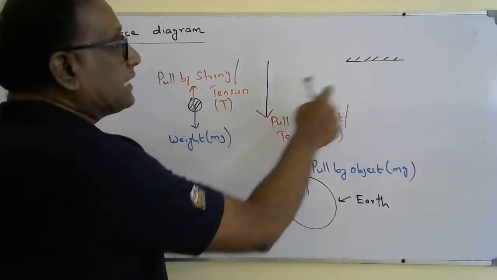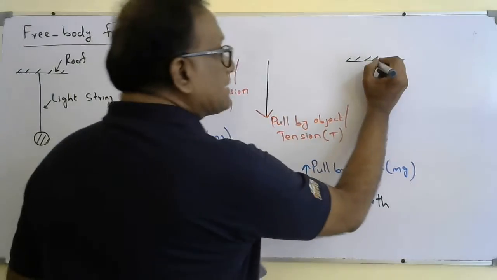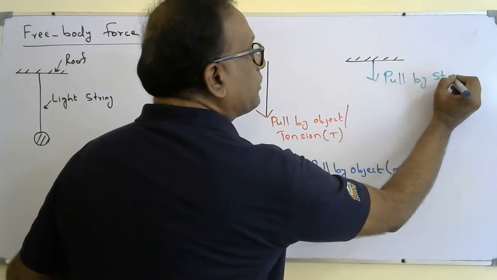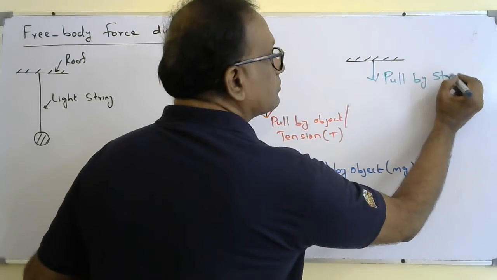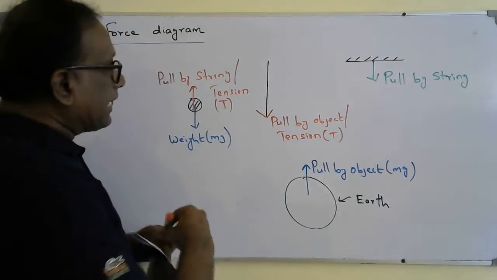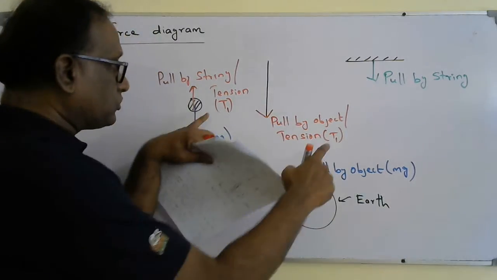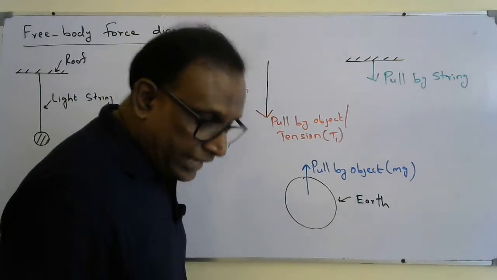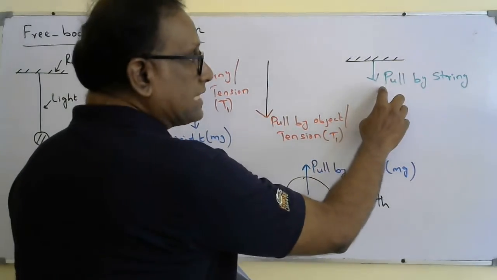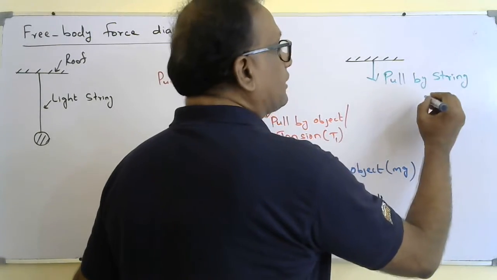Why? The string is attached to the roof. So the string will pull the roof down. So here I can say pull by string, down. String is going to pull the roof down. So if the string is pulling the roof down, here also I can say if this is T1, this is also T1. Third law pair of forces, so they should have the same magnitude, T1, T1. That force, pulled by the string, I can name T2, or I can call it tension, but normally you put T2.